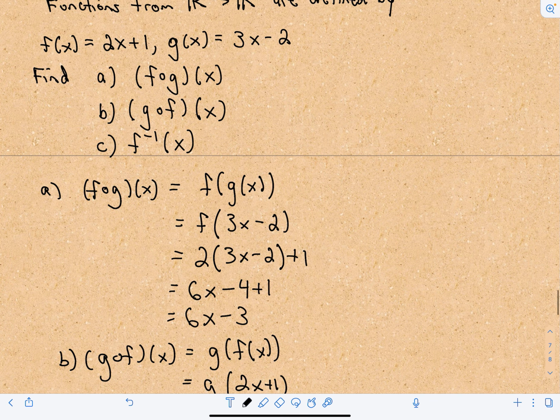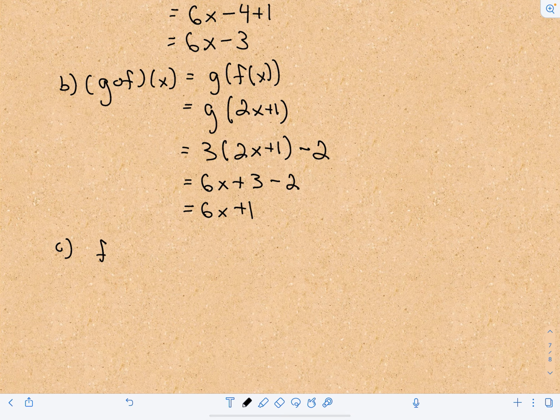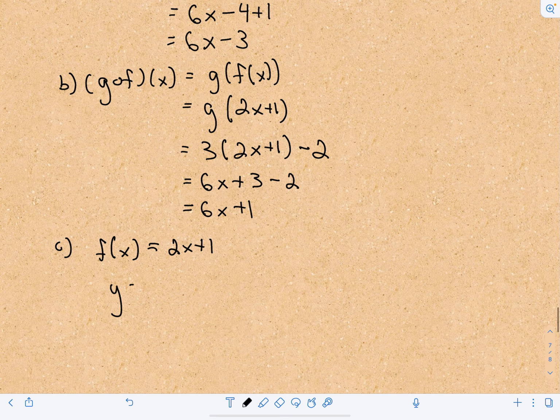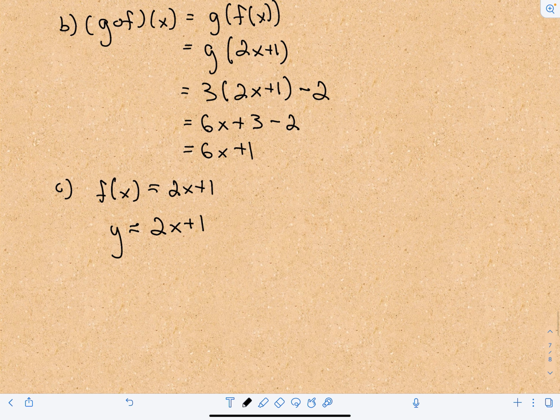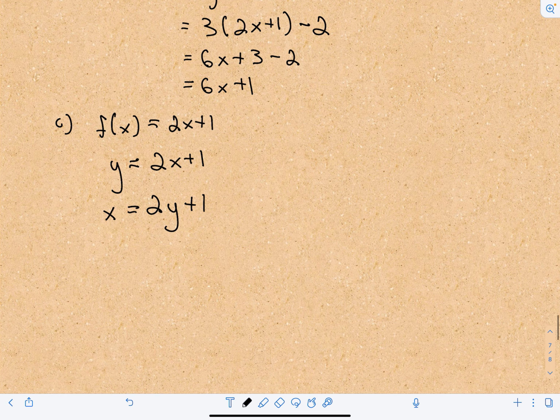Last but not least, we need to find the inverse function. So f of x is equal to 2x plus 1. Recall what you can do here is we'll just replace the f of x with a y. So we have y equals 2x plus 1. Now, everywhere we see a y, there's only one, we're going to replace it with an x. And everywhere we see an x, again there's only one present here, we're going to replace that with a y. And now we simply have to solve for y, which means move everything over except for the y.